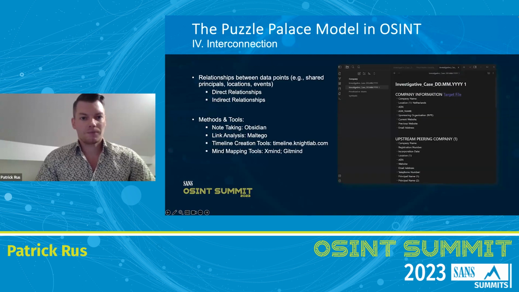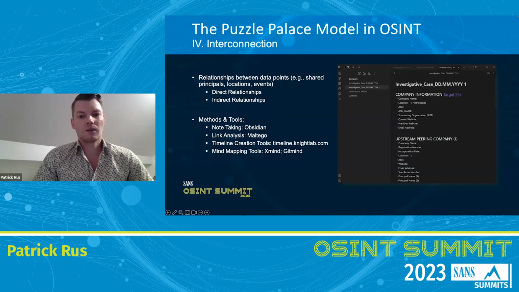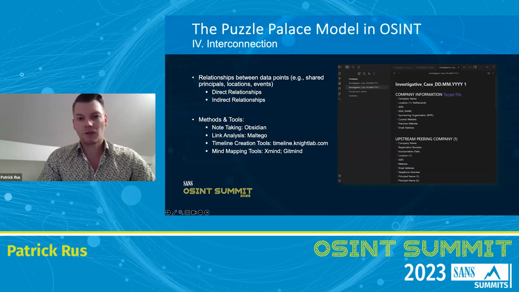Moving next, the fourth phase is interconnection. During the interconnection phase, we have to understand the type of relationship between data. So we can classify them as direct and indirect relationship. And what I previously stated about the chain of continuity, we can do this by taking notes using Obsidian, which is a tool that has been previously mentioned in the previous presentation.